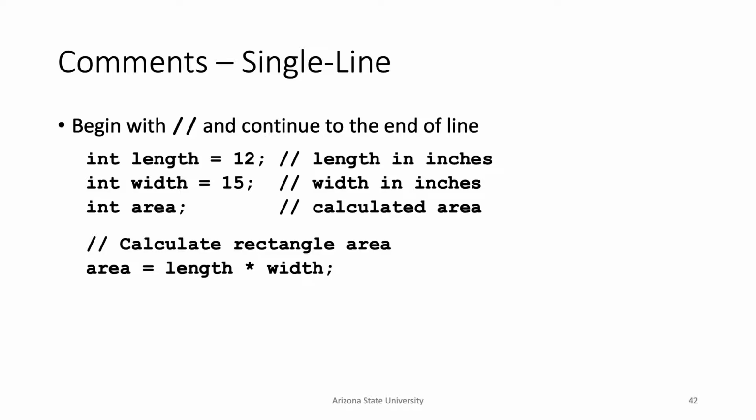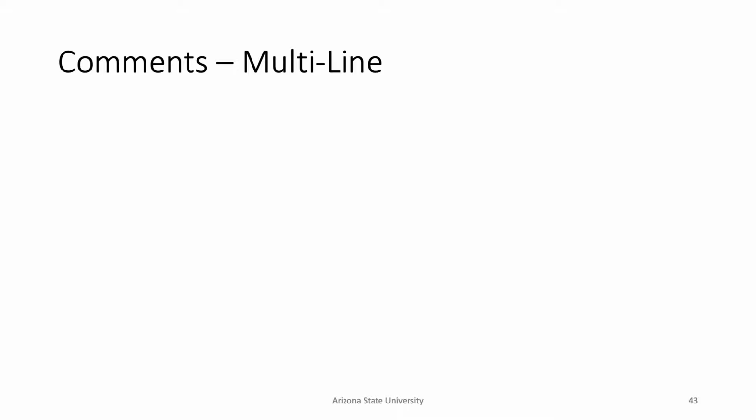And the purpose of comments is to make the program easy to read. So what you can do is something called a multi-line comment. Instead of two forward slashes, what you do is you have a forward slash star, and you just keep going as far as it goes until you see a star forward slash.